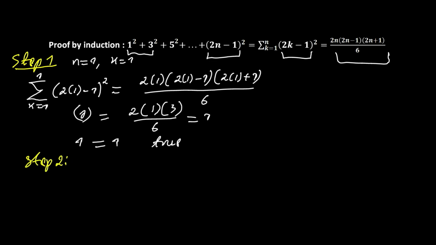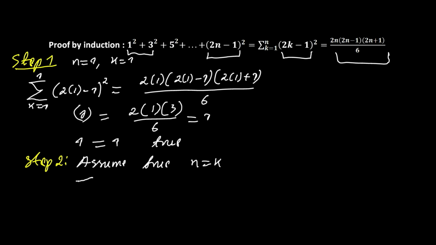Now for step 2, which is a hypothesis case, we are going to assume here. So we are going to assume this is true for a certain value of n equal to k. Now this is an assumption, right?